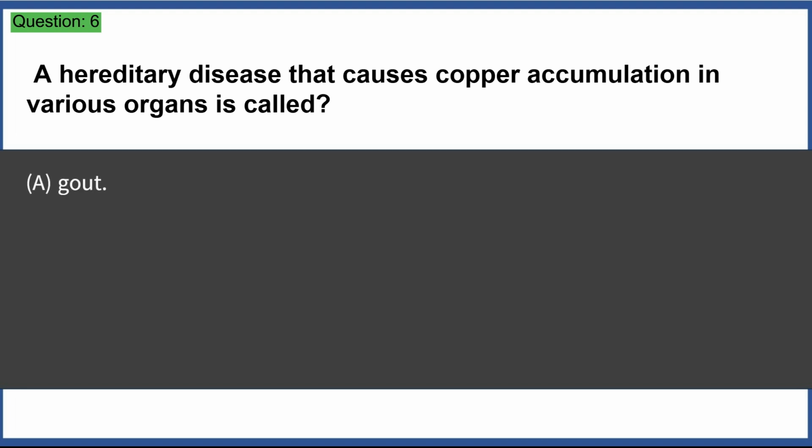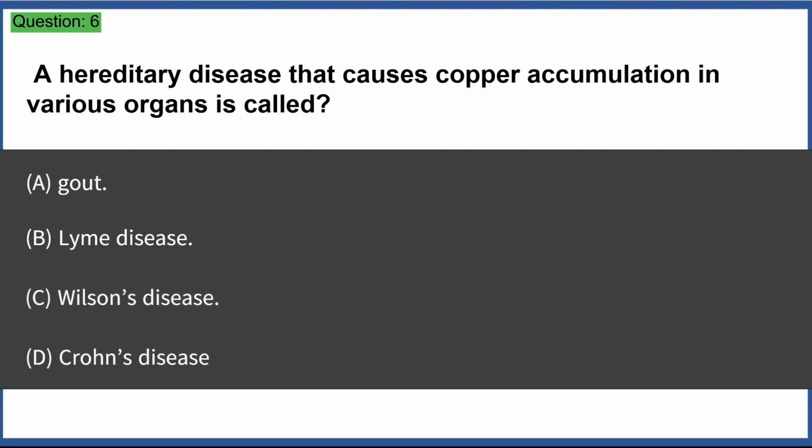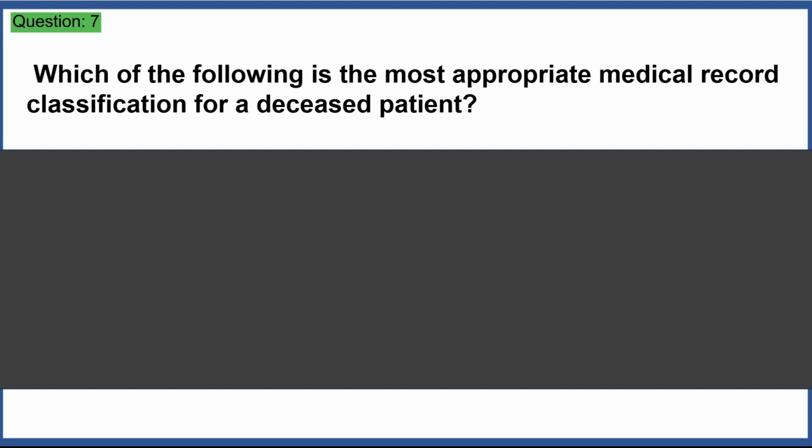A hereditary disease that causes copper accumulation in various organs is called: A. Gout, B. Lyme disease, C. Wilson's disease, D. Crohn's disease. Answer: C. Wilson's disease.